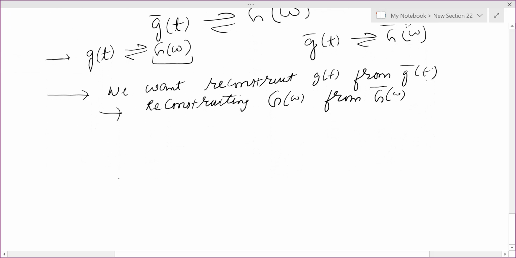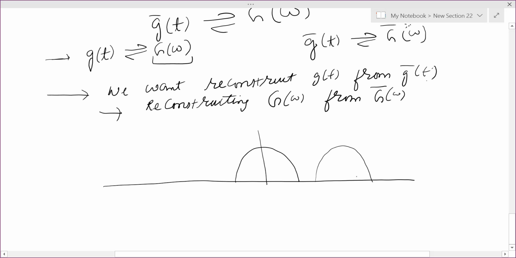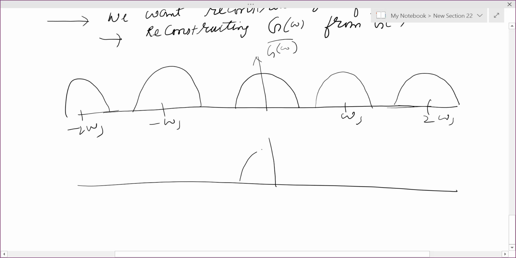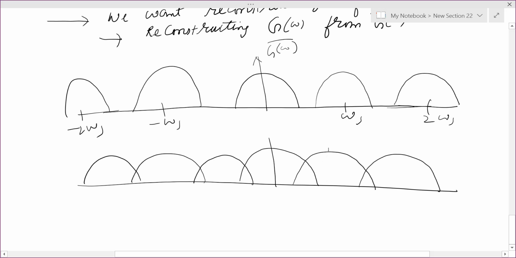So we can frame this problem like this. Here are the possible ways that g of omega may look. This is one possibility, g bar of omega. So this will be omega s, 2 omega s, minus omega s, minus 2 omega s. The other possibility is you have sampled in such a way that they overlap. So this will be omega s, this will be 2 omega s, right?